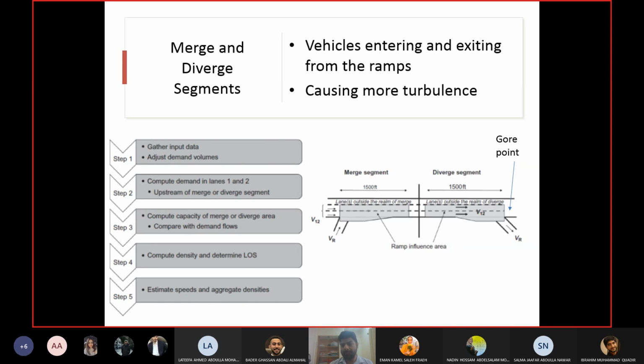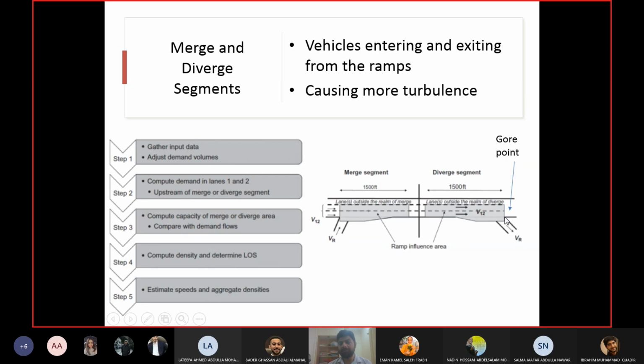And if it's an off ramp, then obviously turbulence will be caused before the ramp, because the drivers will be trying to change lanes before they reach the ramp, right? So that will be the diverging segment: the upstream segment from the edge of the ramp, 1500 feet. And the edge of the ramp is what they call the gore point. I was saying edge of the ramp so that you know what I'm talking about, but in technical terms it is called the gore point.